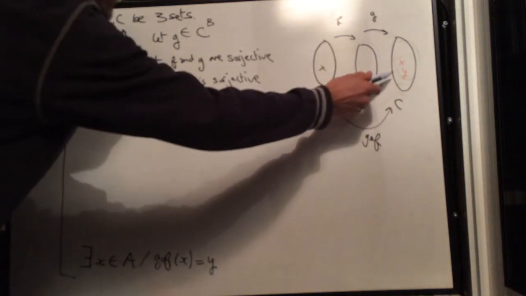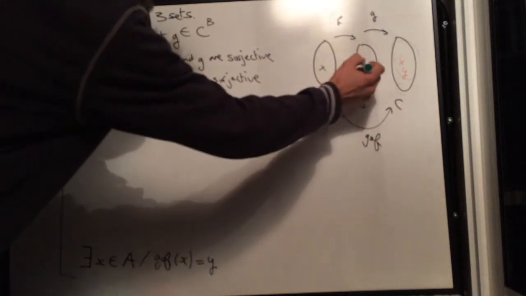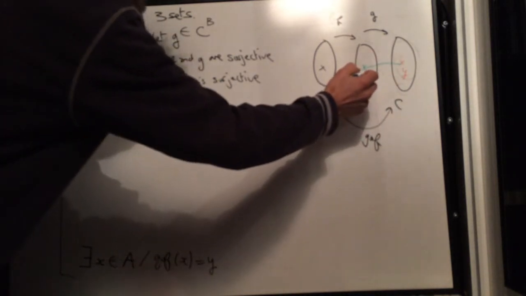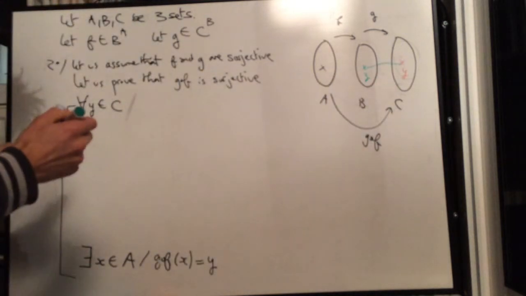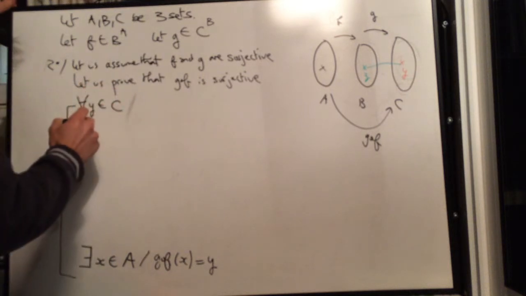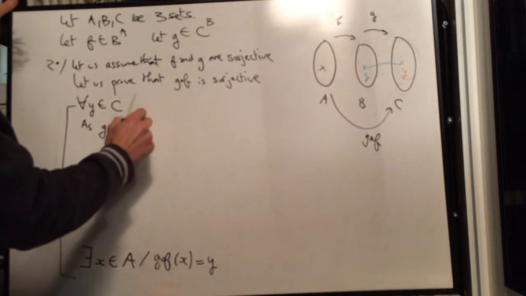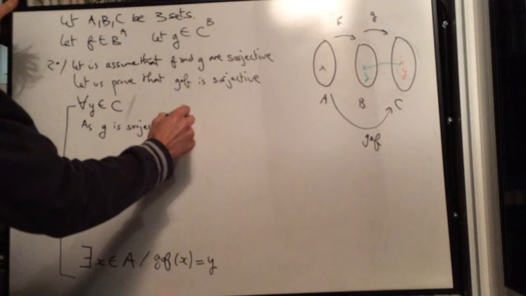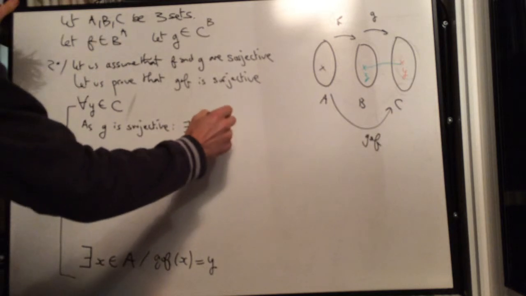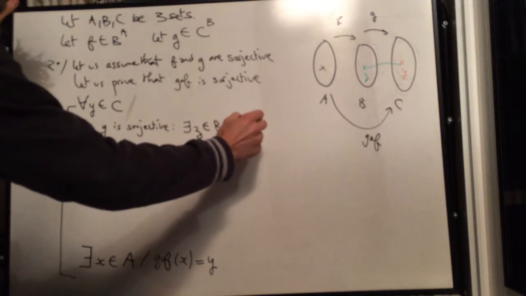What can we do with this y? We can first build an element in B whose image by g is equal to y. This element, I call it z. As g is surjective, there exists one z that belongs to B, such that g of z is equal to y.